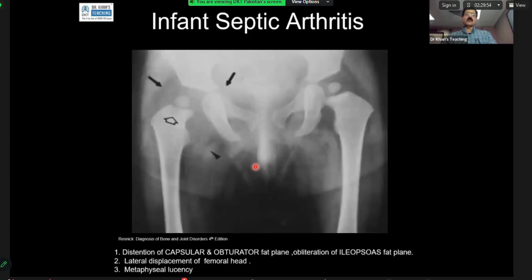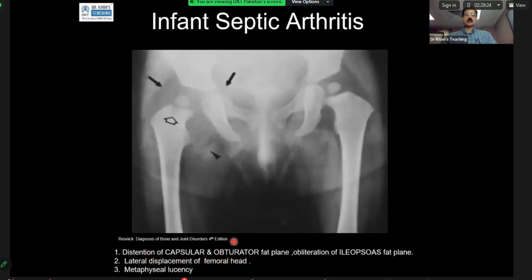You did very well where you said that you want to do an ultrasound, because that is what they are going to ask you in the exam. Please remember, septic arthritis is an emergency is the word I'm using. It's a medical emergency. Do an ultrasound, take out a sample, confirm that this is infection, and they might take the patient to the theater for lavage, etc. Now, look at these words: distension of capsular fat plane.